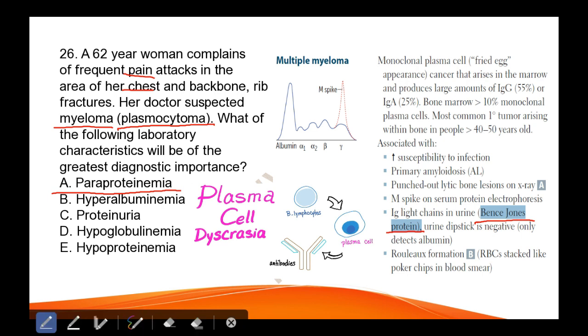as you can remember, the plasma cells are fully differentiated B lymphocytes that differentiate into plasma cells, and they give us antibodies. So paraproteinemia is a finding of high concentration of immunoglobulins in blood, mainly the M components.